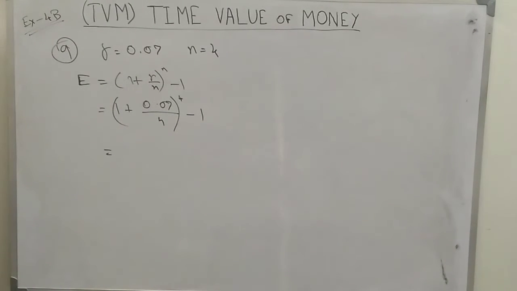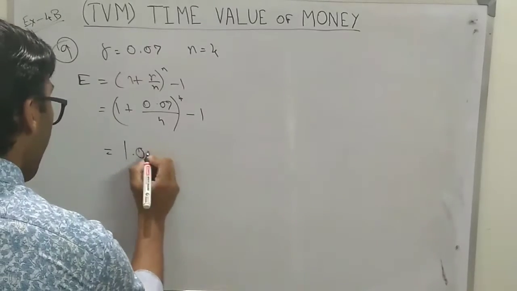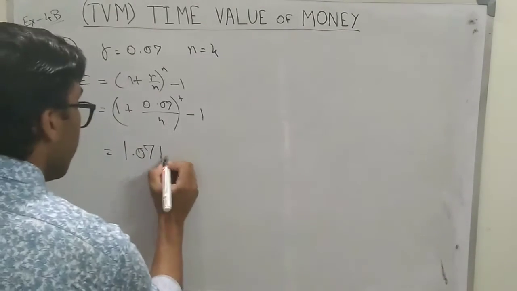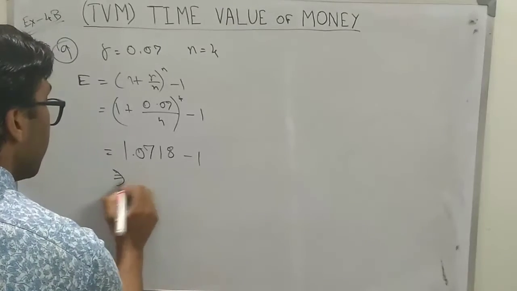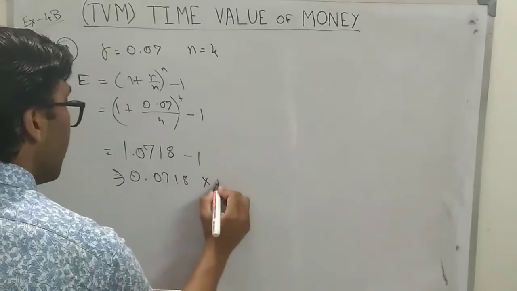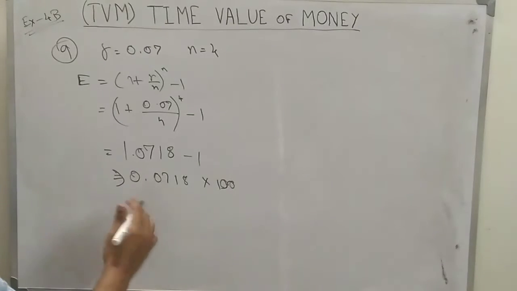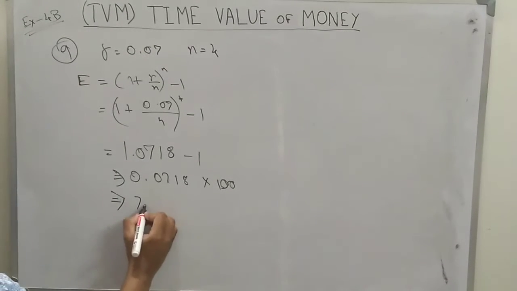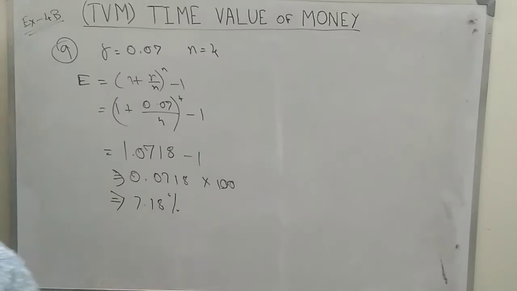That means 0.07 by 4 plus 1. Press the multiply symbol 1 time and equal to 3 times. The value comes to 1.0718 minus 1, that means 0.0718 into 100, because we have to convert it into percentage terms, which is 7.18%. Option number D.